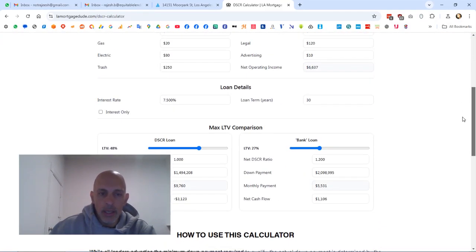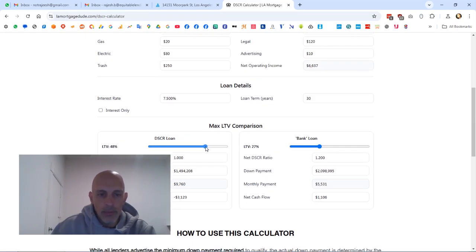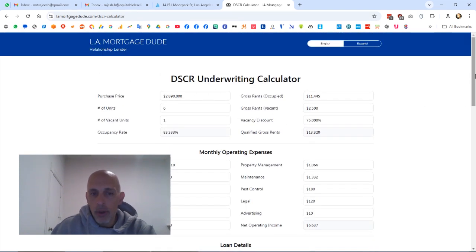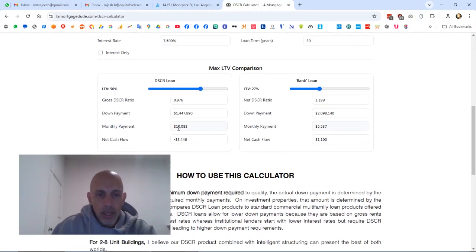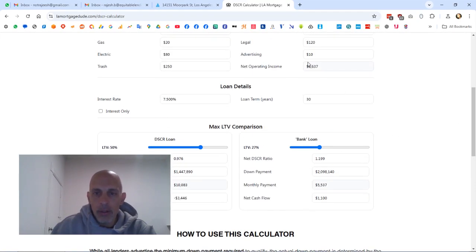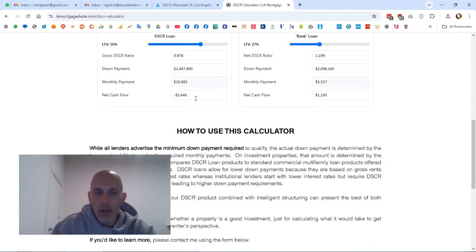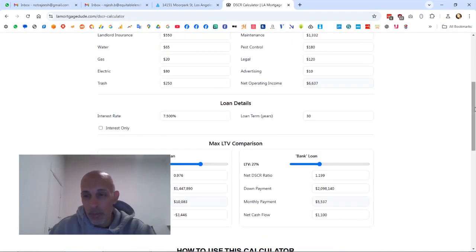So even if you put, like, let's say 50% down, or $1.4 million down, that means you still have a loan of about $1.4 million. And your monthly payments with the 7.5% interest rate is about $10,000. Now, if your net operating income is $6,000 and your monthly mortgage payments are $10,000, you're going to be losing this much money per month, which is close to $4,000, $3,400 a month. You're just going to be losing that.